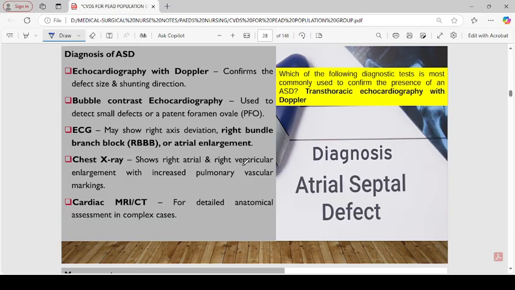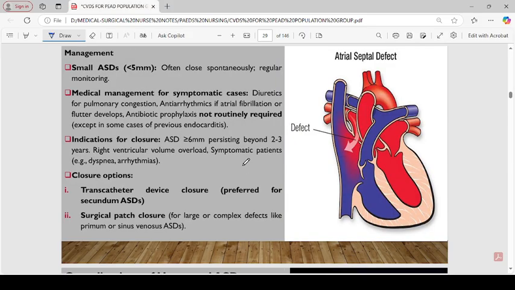ECG may show right axis deviation, right bundle branch block, or atrial enlargement. Chest X-ray may show right atrial and right ventricular enlargement with increased pulmonary vascular markings. Then cardiac MRI or CT will be used for detailed anatomical assessment in complex cases.